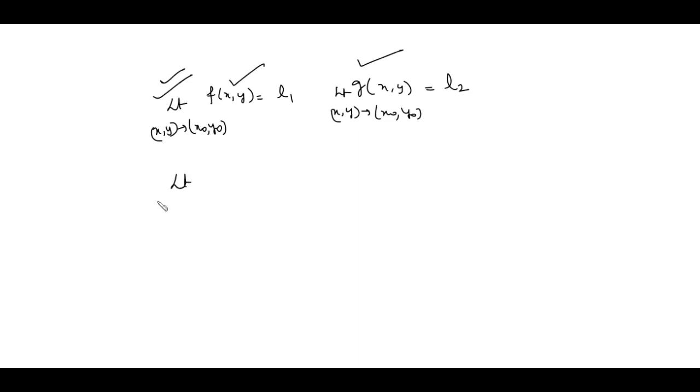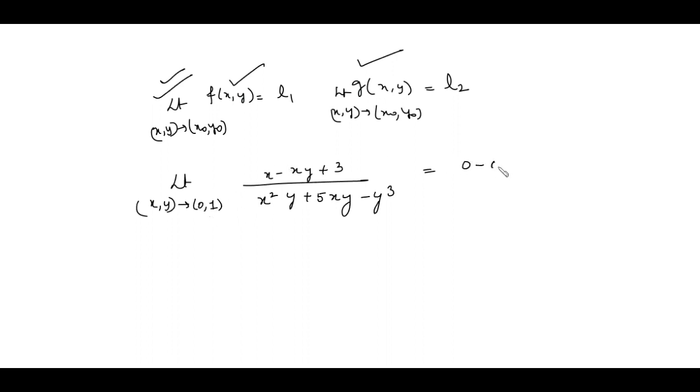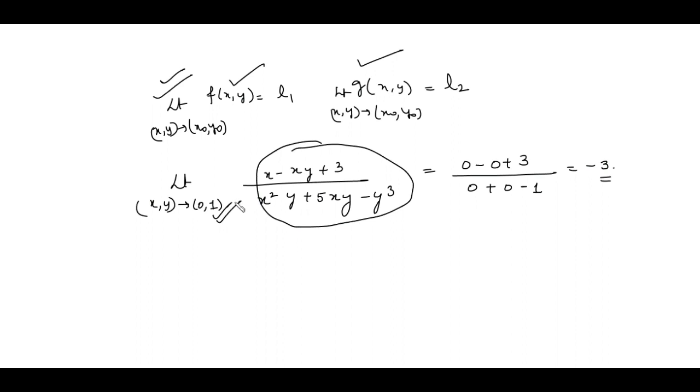For example, if we need to find out the limit of the function at 0 comma 1, so what will we do here? We just substitute the value of x and y, right? Now just see, when you put x to be 0 and y to be 1, what will you have? We get this limit is minus 3. This is finite and unique, right? So therefore we will say this function has a limit at 0 comma 1, and which is minus 3. So this exists.